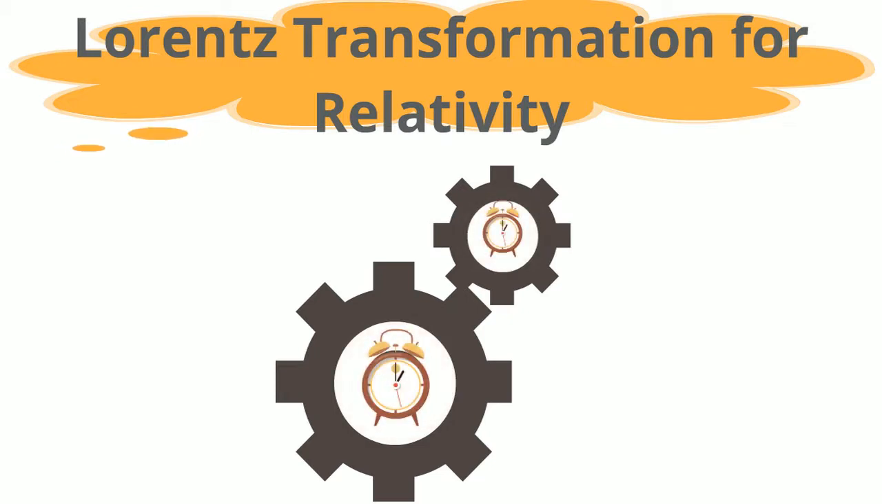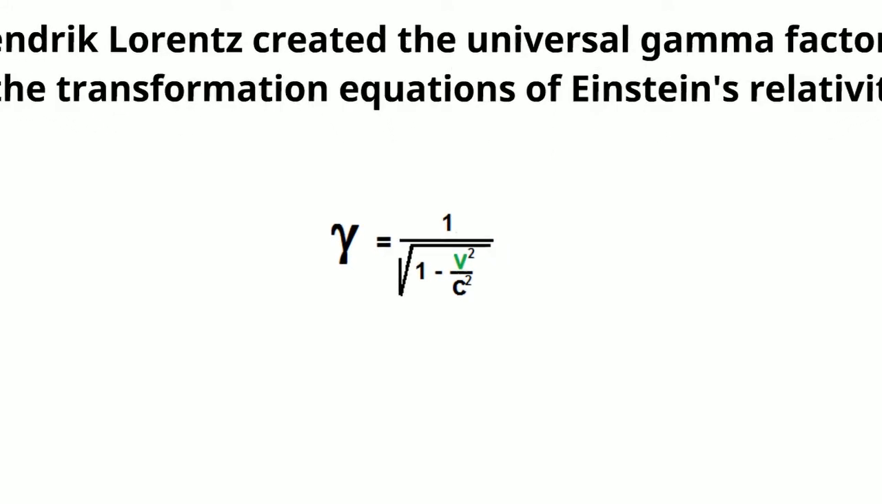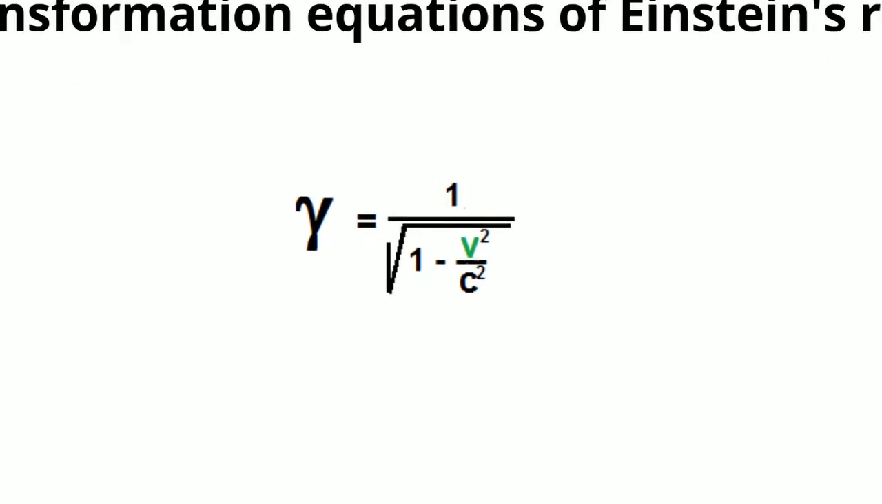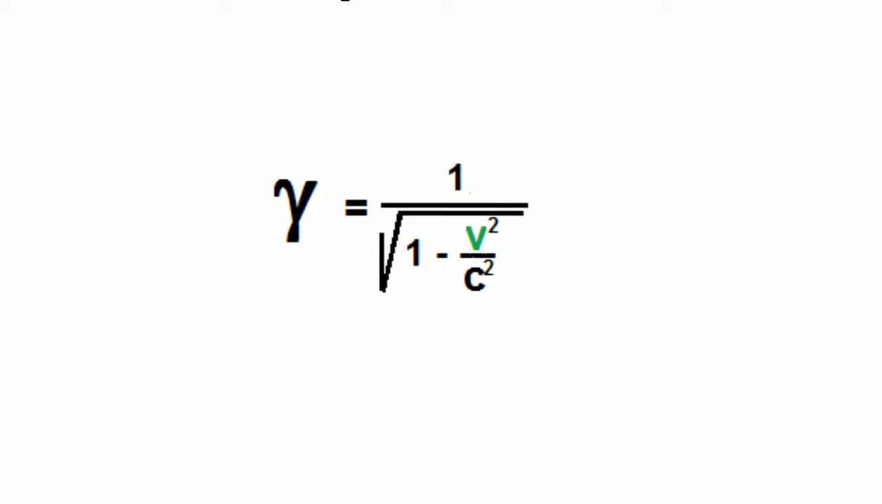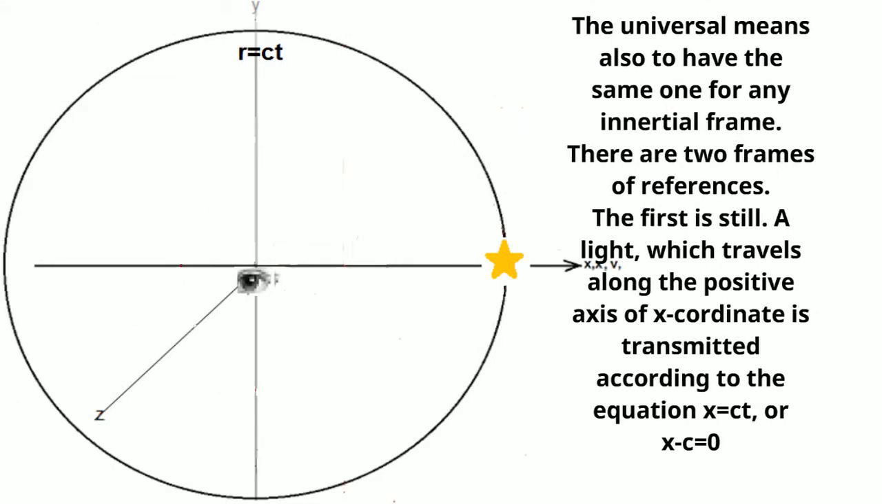Lorentz transformation for relativity. Hendrik Lorentz created the universal gamma factor for the transformation equations of Einstein's relativity. Universal means also to have the same one for any inertial frame. There are two frames of reference.